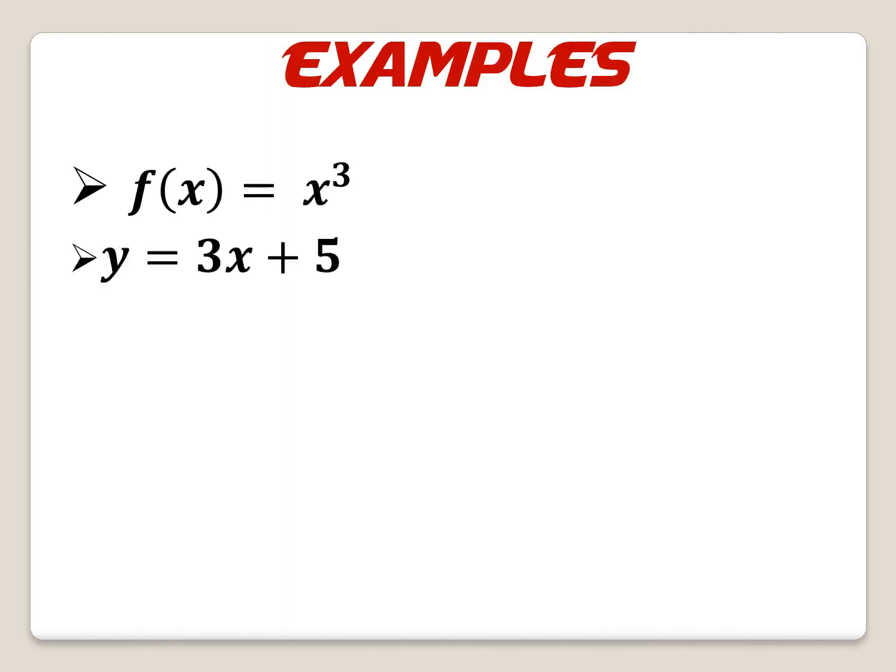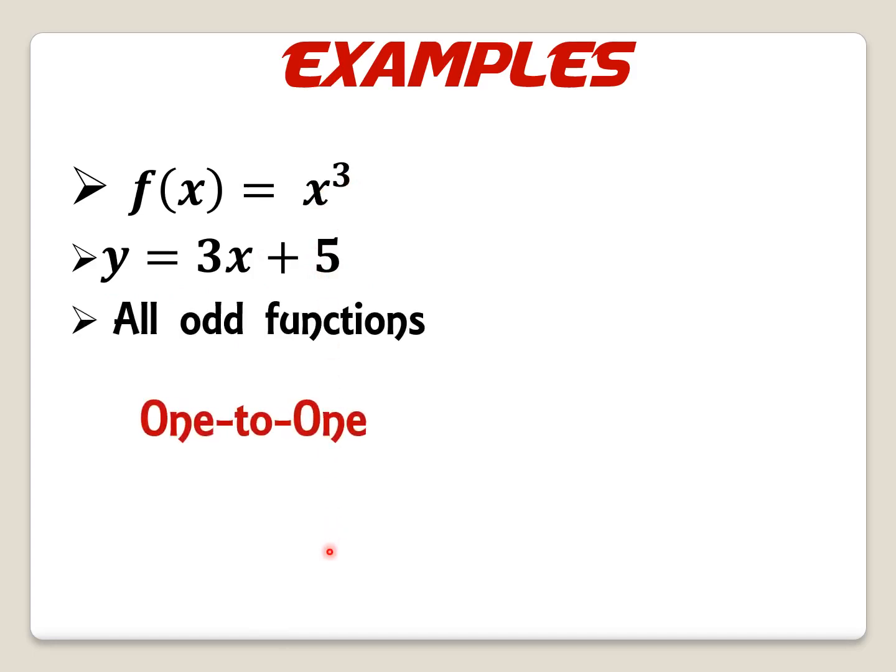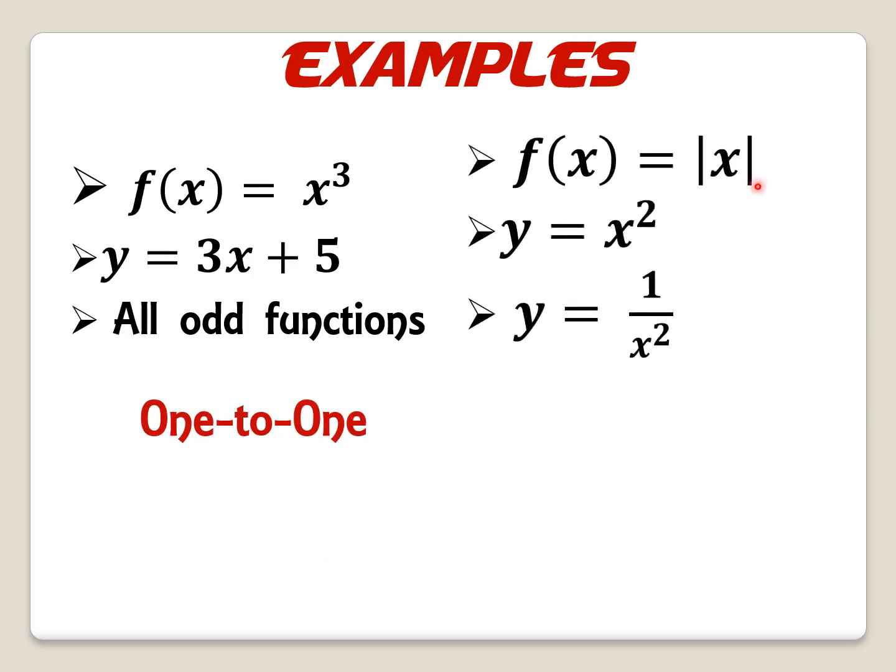This time, the given is an equation. For example, you have f of x is equal to x cubed, y is equal to 3x plus 5. This is a cubic function and this is a linear function. Okay, all odd functions are one-to-one. Now, if we have this one, f of x is equal to the absolute value of x, we know that this one is a piecewise function. Okay, and this one you have y is equal to x squared, and y is equal to 1 over x squared. So this one is a function, but not one-to-one.